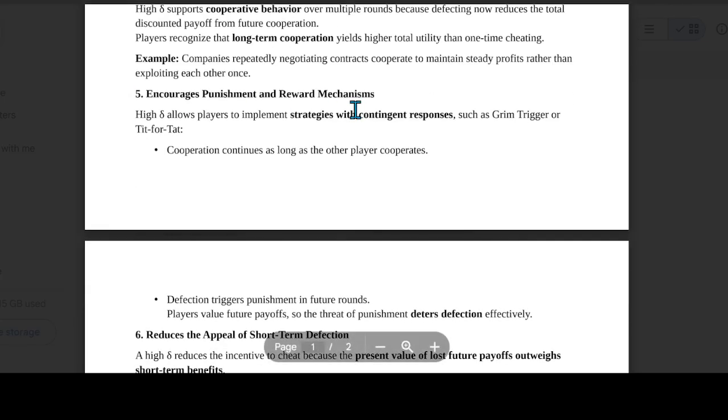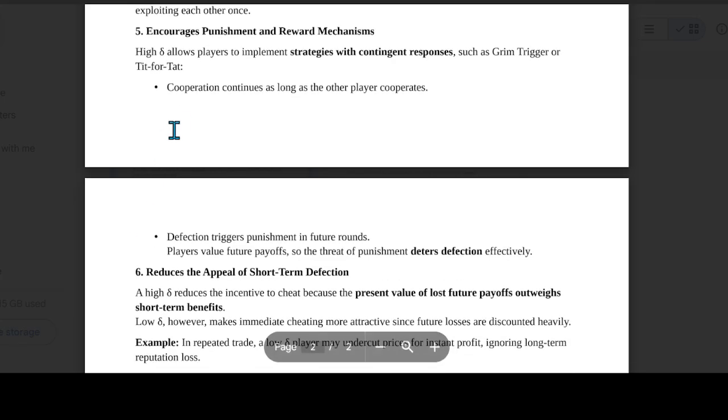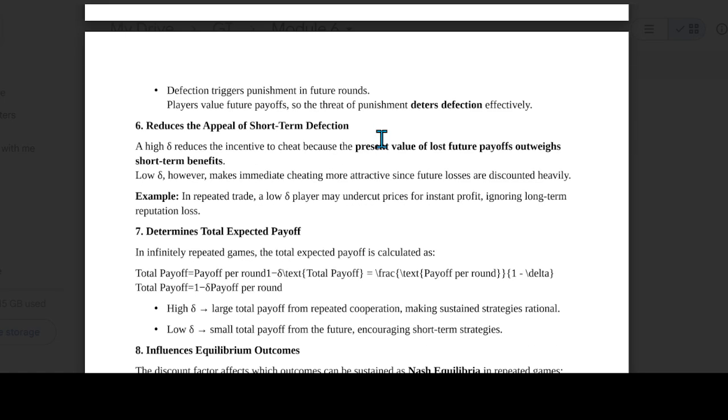It encourages punishment and reward mechanisms. Cooperation continues as long as the other player cooperates. As long as you cooperate, the others will also cooperate with you, right? What else does it do? It reduces the appeal of short-term defection. A high discount factor reduces the incentive to cheat because the present value of lost future benefits outweighs the short-term benefits.